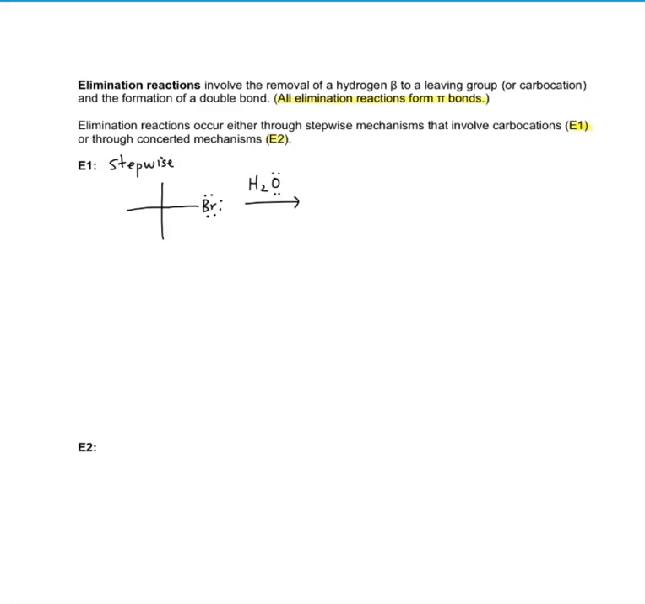So the same first step is going to happen. The compound will ionize. And so you get a carbocation and a bromide ion. And then what happens is the following. The carbon with the positive charge we call the alpha carbon. One bond away are what are called beta carbons.